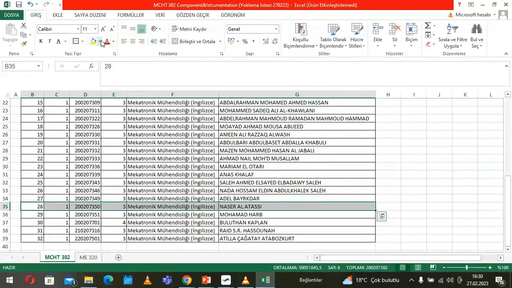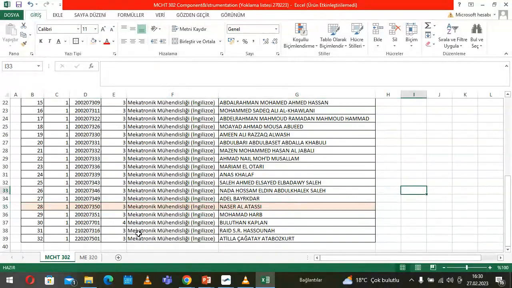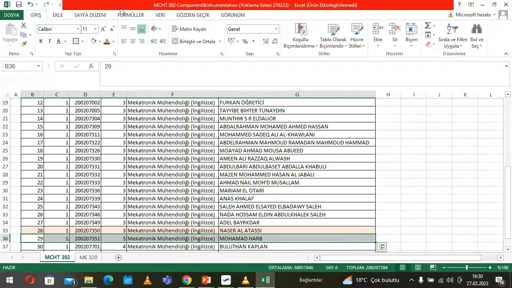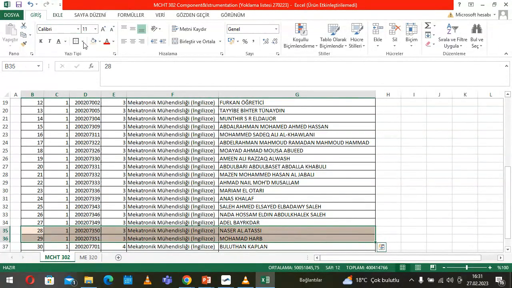Let's have a color for that. Okay, Nasir, the second one. Mohammed Harb. Is not on the screen right now. Oh no, I mean 29. Number 29. 29 here. Yes, this one. Okay. Let's have another color. This is two.